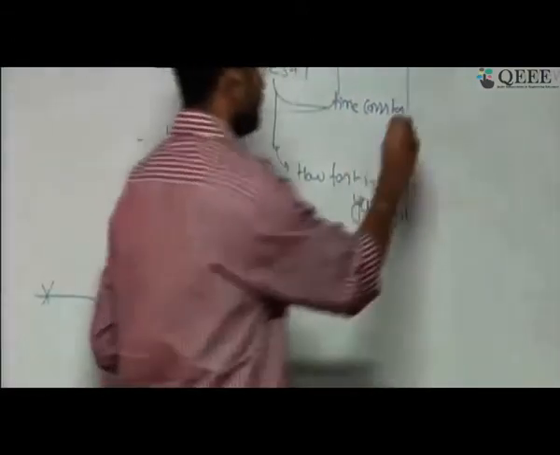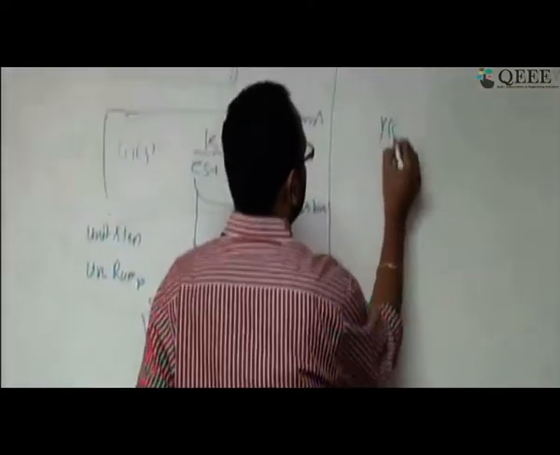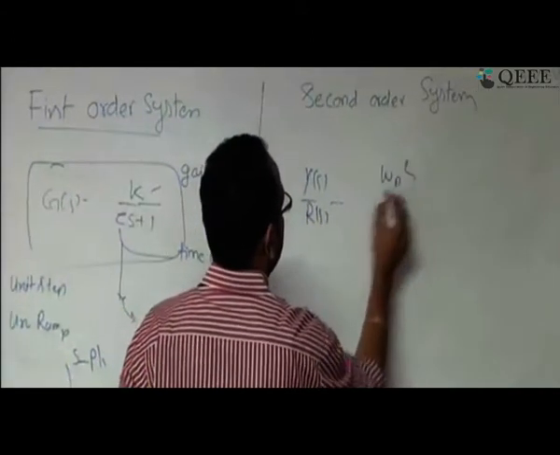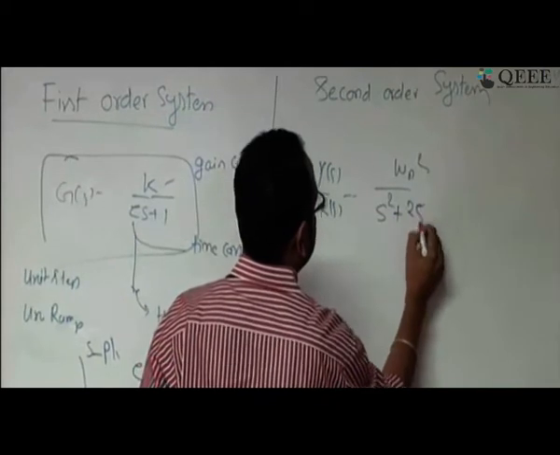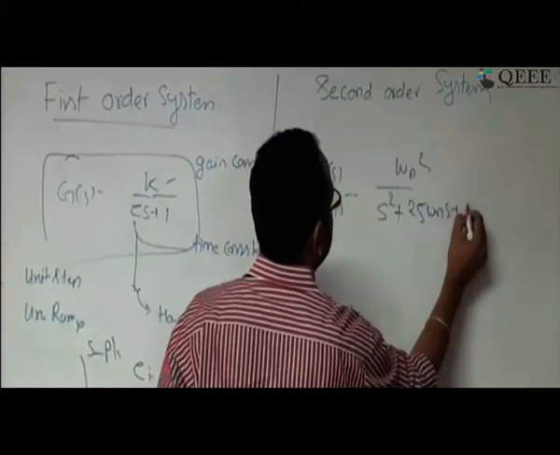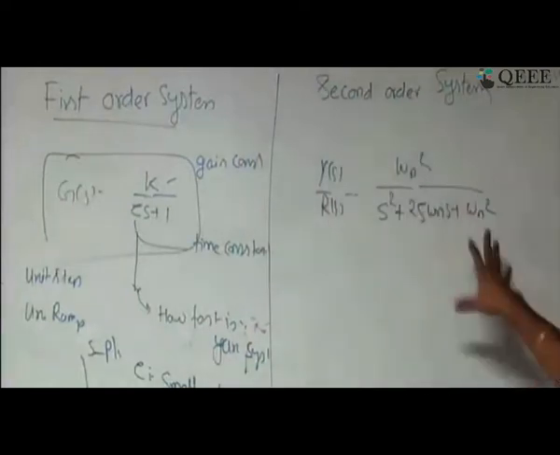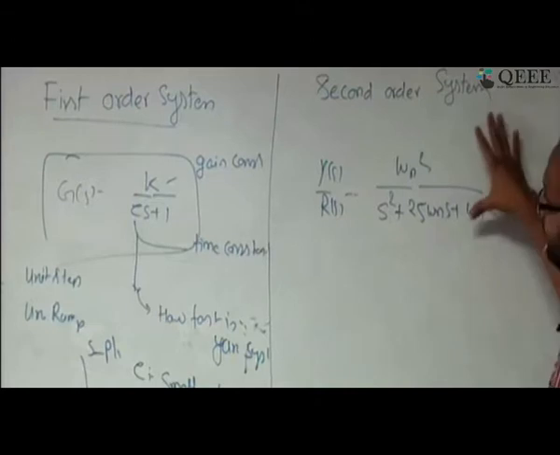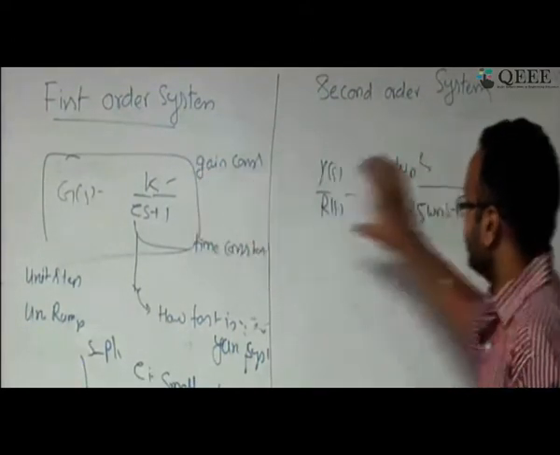Similarly, we went for the second order system, and the standard form is omega n squared divided by s squared plus 2 zeta omega n s plus omega n squared. This is going to be the standard response. Earlier we talked about the first order system, which has a standard way of writing, and this is a second order system.